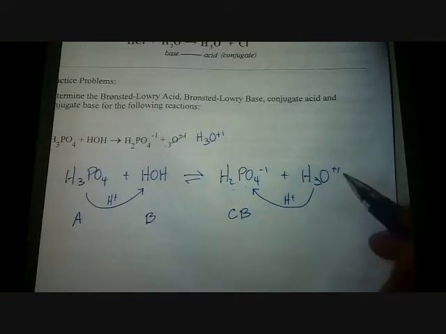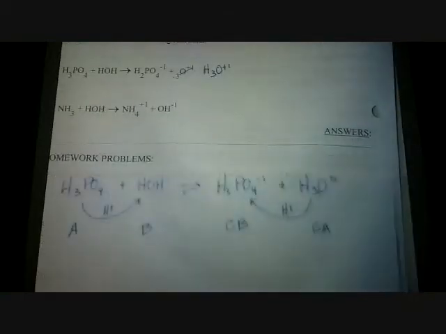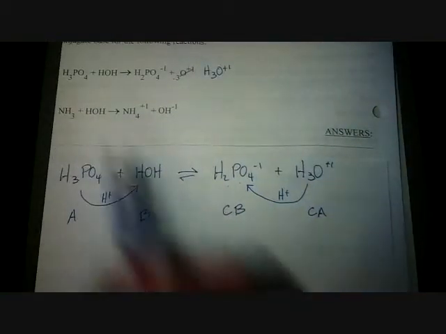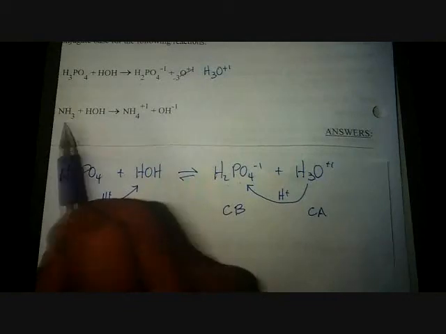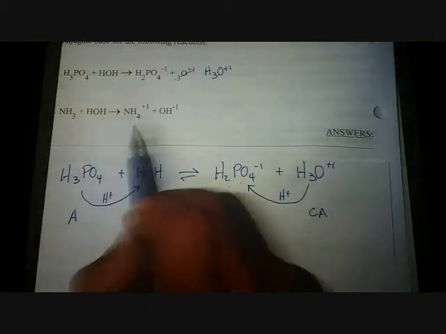So what is the H3O plus acting as? Conjugate acid. Very good. Okay. So let's look at the next one. The NH3, and that one is written out correctly, it looks like. So NH3 plus the water yields, and again, that should be a double arrow, NH4 plus 1 and OH.